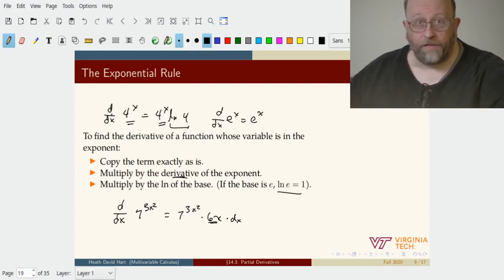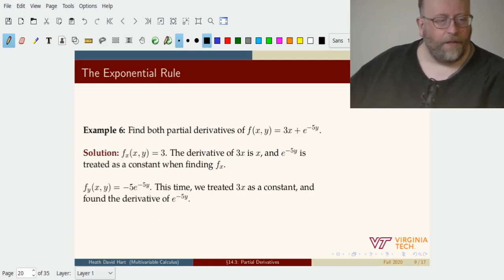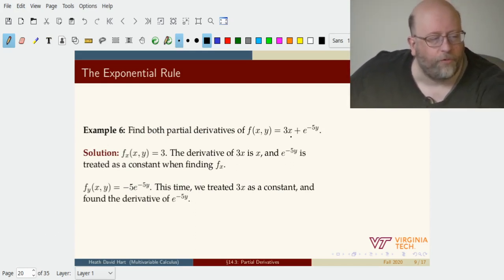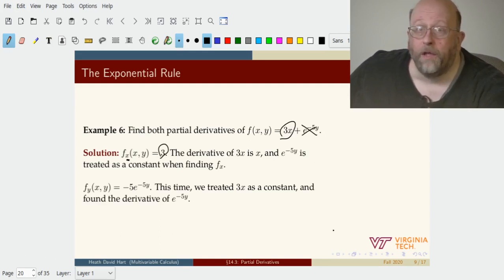So let's try some three-dimensional examples. Let's find the partial derivatives for this function here, 3x plus e to the negative 5y. In the x direction, the 3x becomes a 3, and the e to the negative 5y goes away because there is no x in the term e to the negative 5y, and so we treat the term as if it was a constant, and so its derivative is 0.